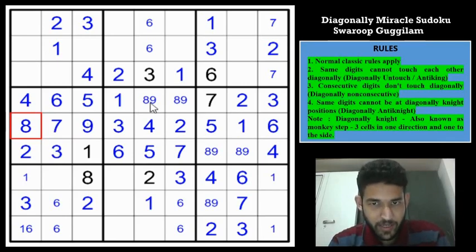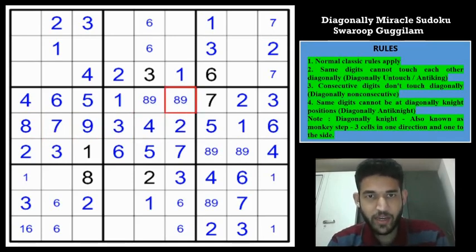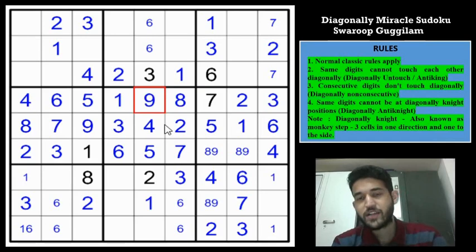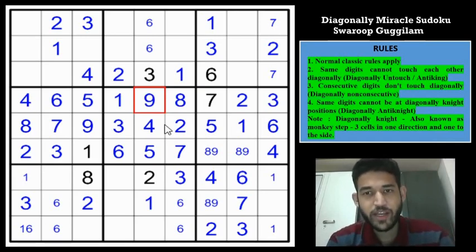And I think we can resolve this 8, 9. Yeah, 9 is a monkey step away, right? So this can't be a 9. Beautiful Sudoku, guys. I wonder how much effort it would have taken to construct a Sudoku like this, because it's very difficult to construct with only a few givens on the grid. A great job from Swaroop.